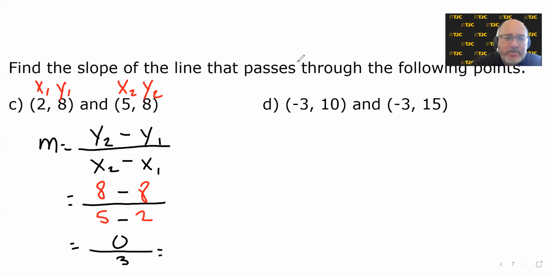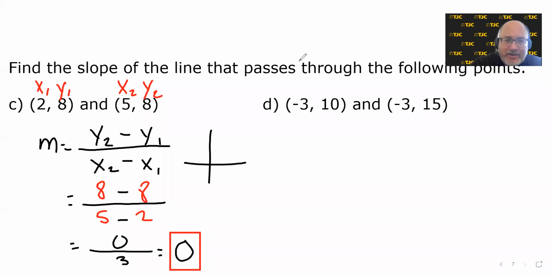0 over 3 is 0. The slope of the first line is 0. Oh, wait a minute. What does that mean about the line? If slope is a measurement of steepness and your steepness is 0, what kind of line are you? You are a horizontal line. And that would be easy to see because we could draw this picture really quickly.